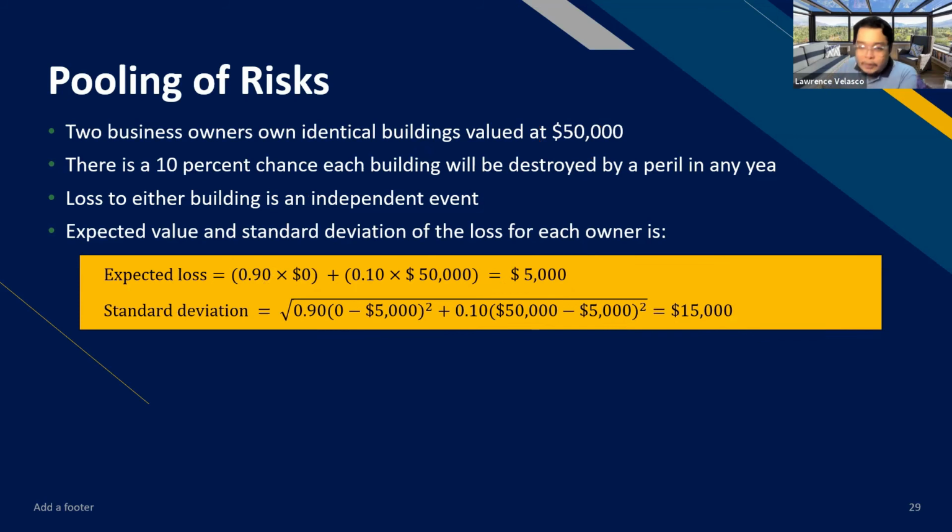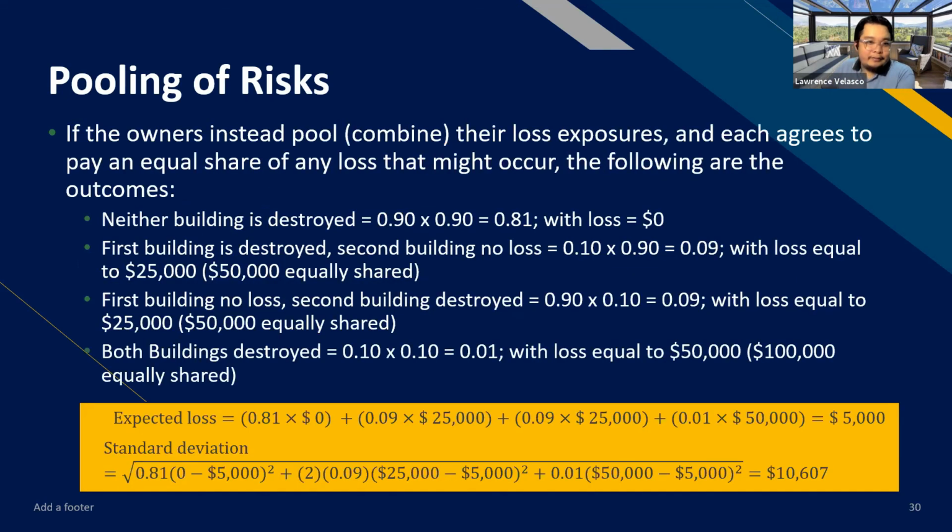What if what they did was to pool the risks together? If instead the owners combined their loss exposures, okay, and each agrees to pay an equal share of any loss that might occur, regardless kung kanino yon. Okay? So rather than nangyari is, meron na nga yung dalawang building, si A at saka si B.